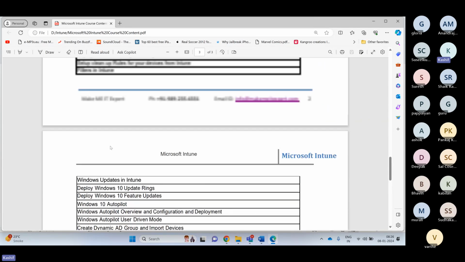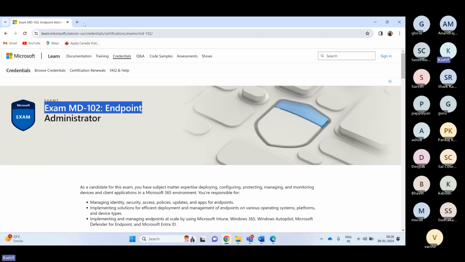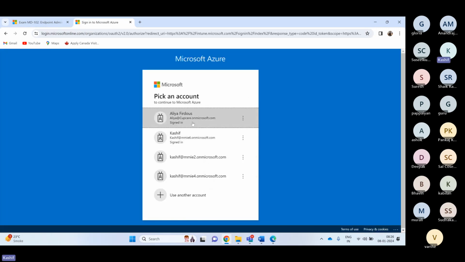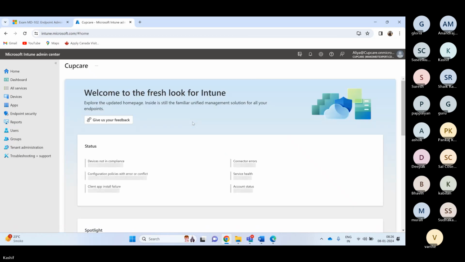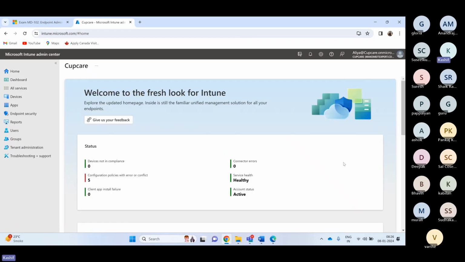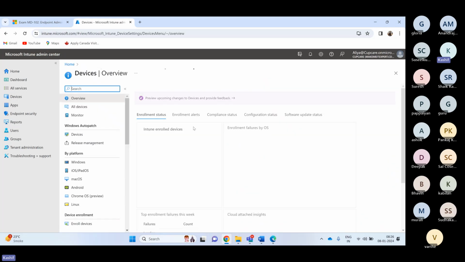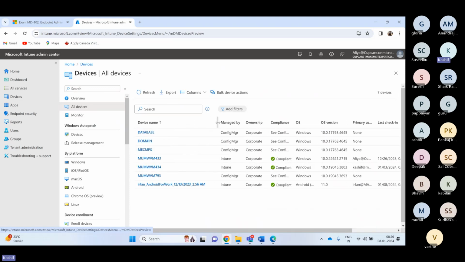Now we will do everything practically. We will set up an Intune lab, okay? Let me go to intune.microsoft.com and log into my Intune portal. This is my Intune portal, wherein if I go to the devices at the left-hand side, I see multiple devices. So I have these devices. One Android, this is my Android device, and the rest are Windows devices. Some of them are servers.